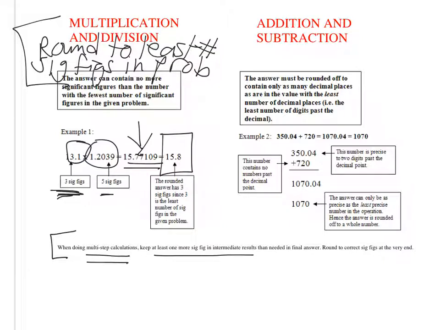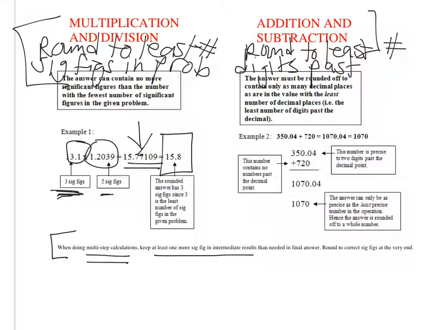Okay, now we're moving on to addition and subtraction, and there's actually different rules here. You're not going to round to the least number of sig figs in the problem. Instead, you are going to round to the least number of digits past the decimal in your given problem. Round to the least number of digits past the decimal in your given problem. So here's our problem that we've got.